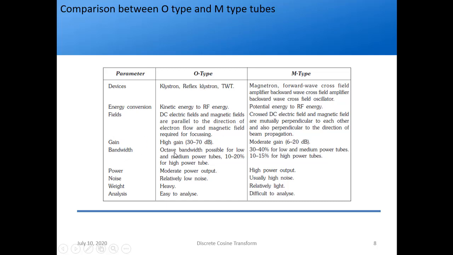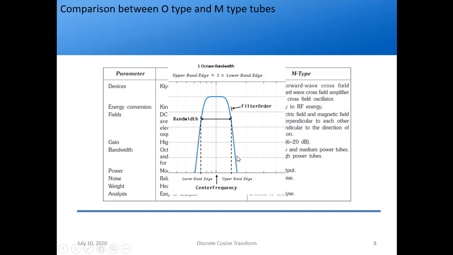Bandwidth: octave bandwidth is possible for low and medium power tubes. But if you have very high power tubes, in the range of gigawatts for example, the bandwidth is 10 to 20%. Now many students don't understand what is this octave bandwidth, what is 10 to 20% bandwidth. So let's understand that. You see, this is a simple graph, you can say a filter graph. How do we calculate the bandwidth? We take 3 dB down, right? You take 3 dB down, you will get 2 points, extrapolate them on the x-axis. So what do you get?